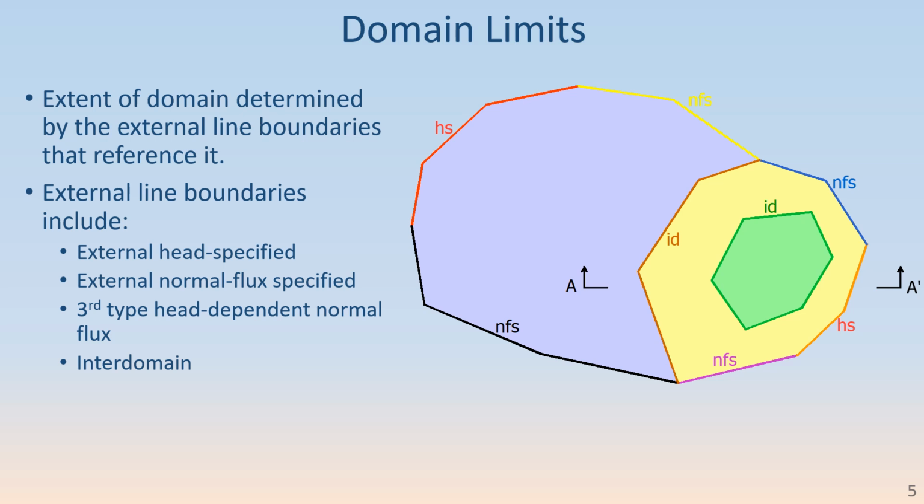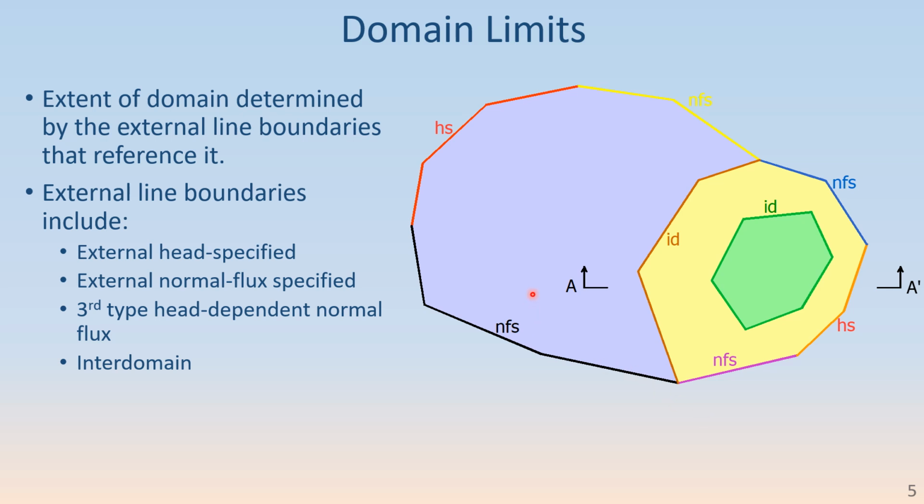The properties of any domain are defined in the domain input, which doesn't say anything about where that domain is located. It gives the conductivities, the elevations, and that kind of information. The extent of a domain is determined by the external line boundaries that reference that particular domain that belong to it. And here's a plot that shows an example of a single layer model with 3 different domains, 3 different colors, and they are bounded by external line boundaries of various sorts.